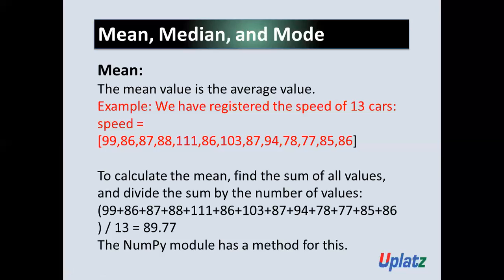What you need to do is take the sum of the speeds of all those cars and then divide the result by the total number of cars, total number of speeds, or total number of values. Since we have a total of 13 values, first find the sum of all these values and divide the result by 13. So 99 plus 86 plus 87, all these till 86 divided by 13, and you will get the mean or the average speed of the car, that is 89.77.